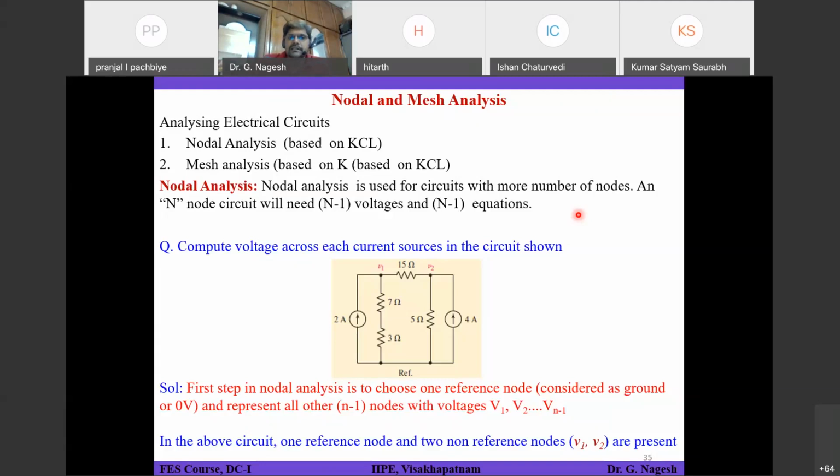Nodal analysis is used for circuits with more number of nodes. If there are more nodes, this analysis will simplify your analysis process. If you use this technique, it will be easy to solve. An n node circuit will need n minus 1 voltages and n minus 1 equations.